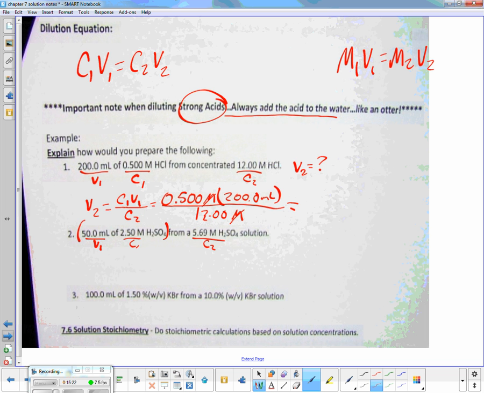Going through the bottom one here, this would be V1. This one would be C1. This one would be C2. I'm looking for V2. Now, it's not always V2 you're looking for. Sometimes you're looking for C2. Okay? So, everybody okay with this? It's just plug and chug.